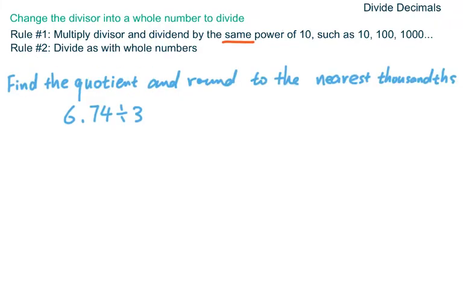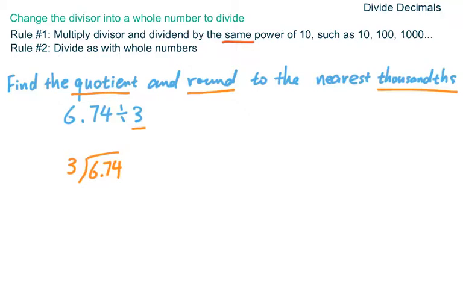The next problem is to divide 6.74 by 3. And the direction says to find the quotient and round to the nearest thousandth. So we can also review rounding right here. Now, if you look at the divisor, it's already a whole number, so that means we don't need to follow rule number 1. We can just go straight to rule number 2. So I'm going to first write down my long division. 6.74 inside, 3 outside.